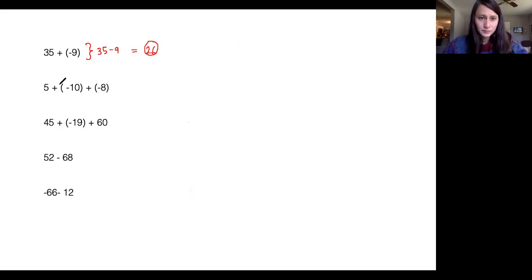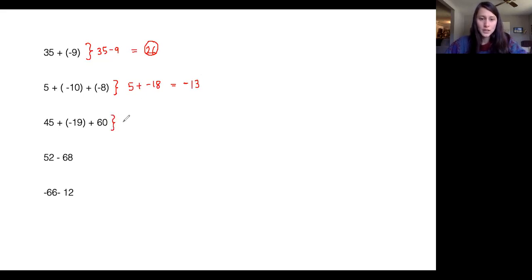Next one. I've got 3 numbers. So remember, my little trick is to combine my numbers that have the same sign first and then work out the rest. So I'm going to leave my 5 there and I'm going to combine this, and I've got negative 18. So the rule when I'm adding numbers with negatives is to subtract and keep the sign from the bigger number. So 18 is bigger. I'm going to keep that as a negative, and my answer is negative 13 when I subtract 18 and 5.